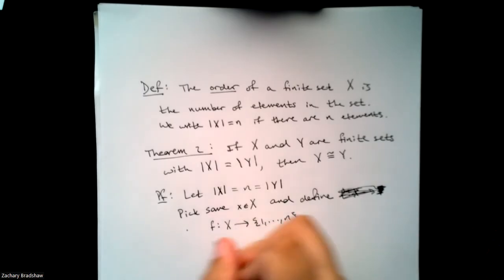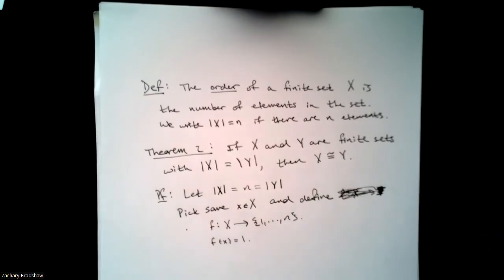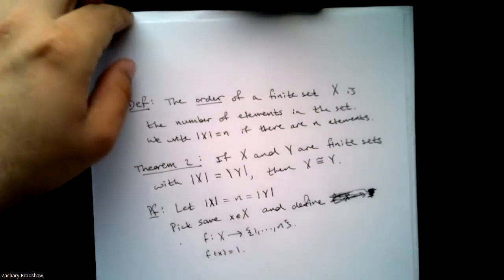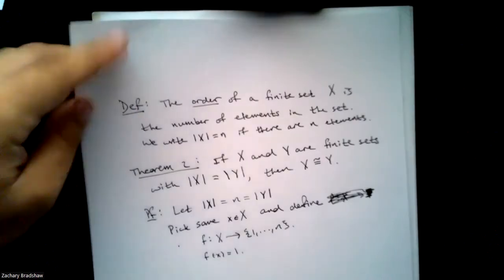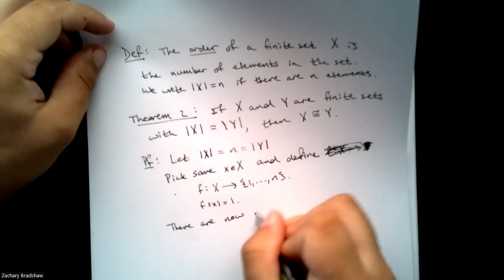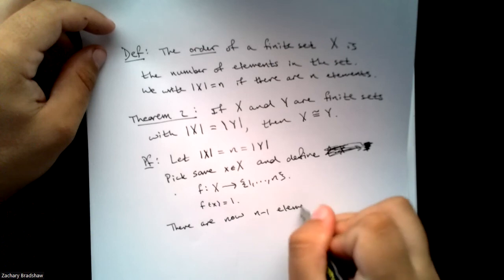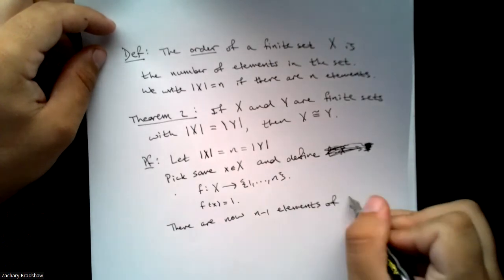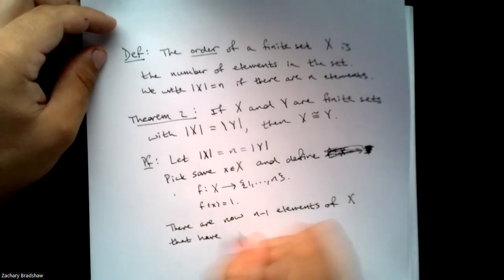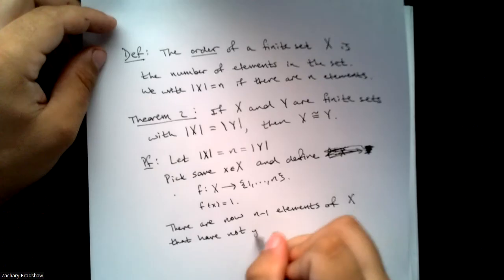We want to define it by f of x is equal to 1. So this doesn't define the entire map, it just tells us where this one particular element x goes. Okay, so now let's remove x from the set. So there are now n minus 1 elements of x that have not yet been used. So we'll say assigned.